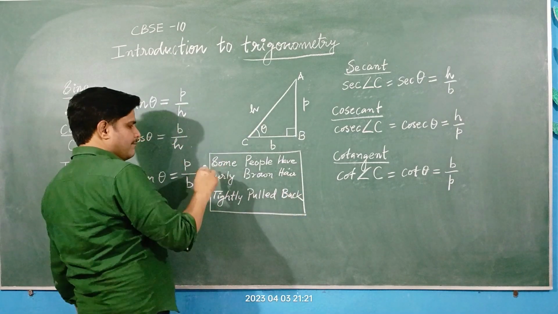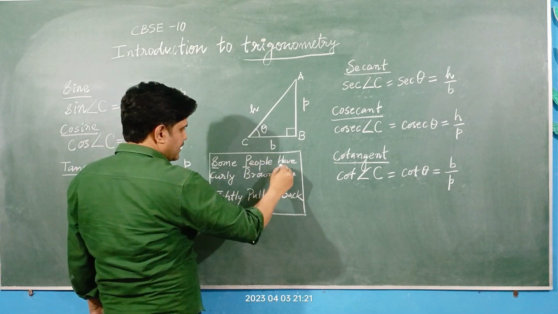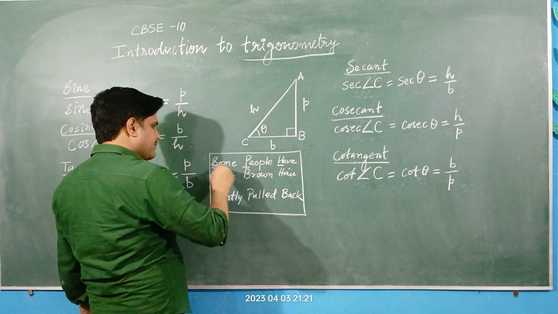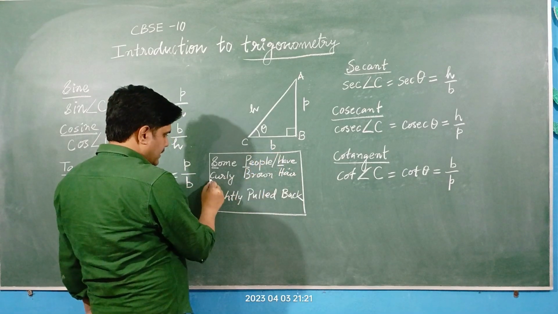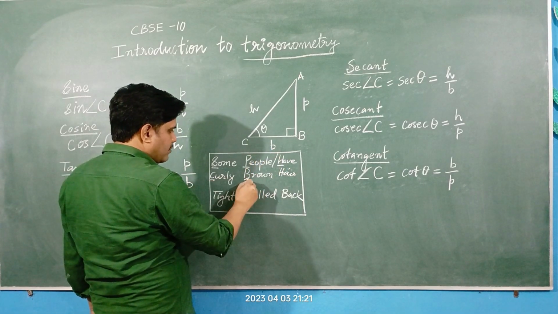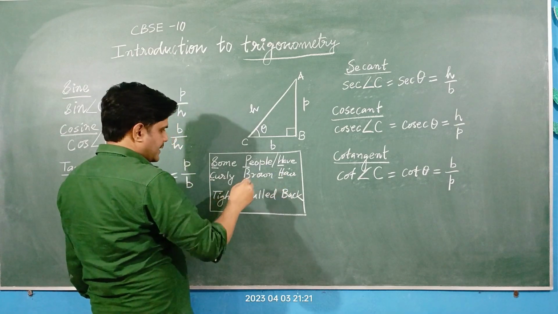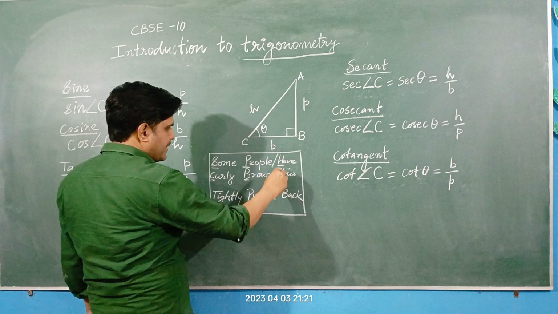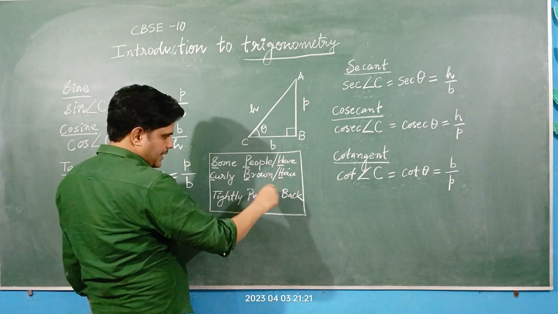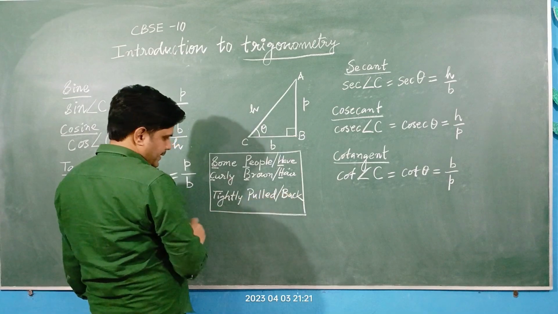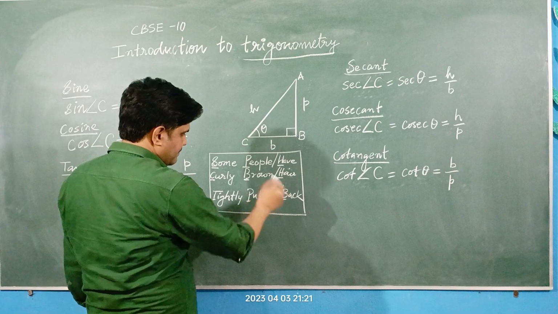So this makes S for sine, P for perpendicular, and H for hypotenuse. You can remember sine theta, p upon h. Curly is cos, brown is base, and hair is h, that is hypotenuse again. So cos theta is b upon h. Tan theta is p upon b, perpendicular upon base. Tightly, t is tan, pulled back, base perpendicular.